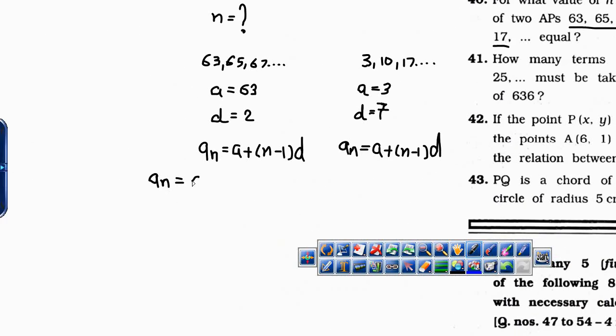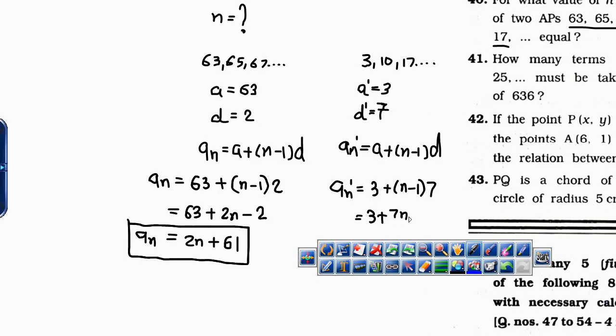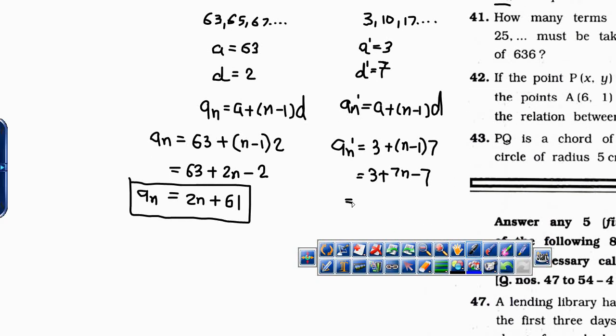a n is 63 plus n minus 1 times 2, which is 63 plus 2n minus 2, so 2n plus 61 is the a n of the first. Two a's cannot be used, so for the second, a dash, d dash, a n dash, formality: 3 plus n minus 1 times 7, 3 plus 7n minus 7, 7n minus 4.